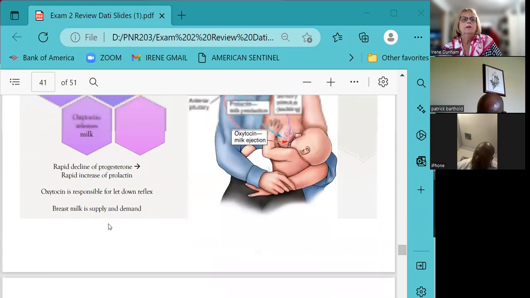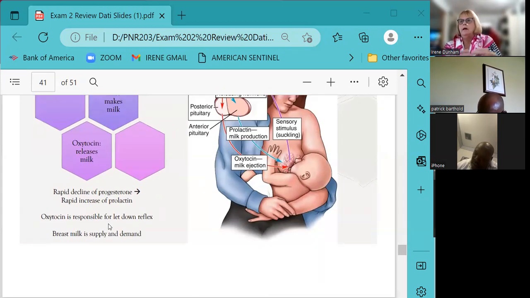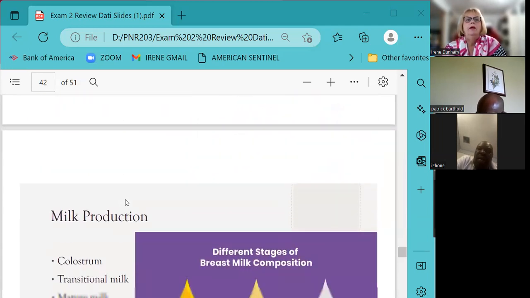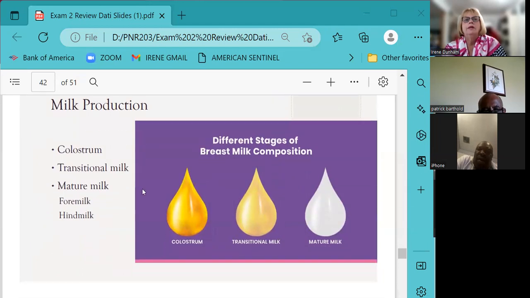And the milk supply is basically based on supply and demand. So the more the baby breastfeeds, the more milk she'll make. That makes sense? More stimulation to the breast, the more milk gets produced. All right. So I want you to know this.